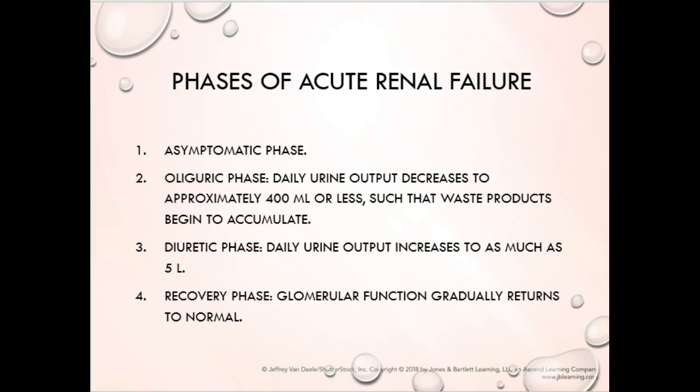Hopefully, you start to move into the next phases to recovery, and you'll have a diuretic phase, where daily urine output increases to as much as 5 liters per day, when we should be between 1 to 2. Your recovery phase, eventually, hopefully, if whatever is wrong is taken care of, the heart is taken care of, the blood clot is removed, the blockage of the kidney stone is removed, whatever, if that is taken care of, they can undergo recovery.